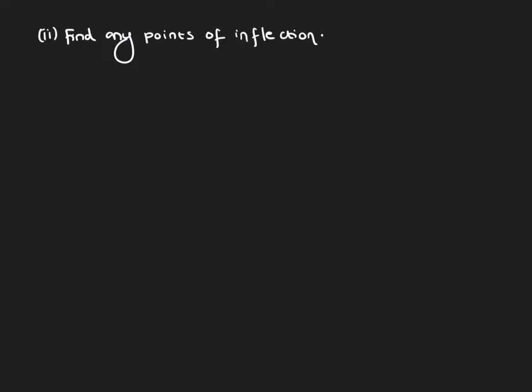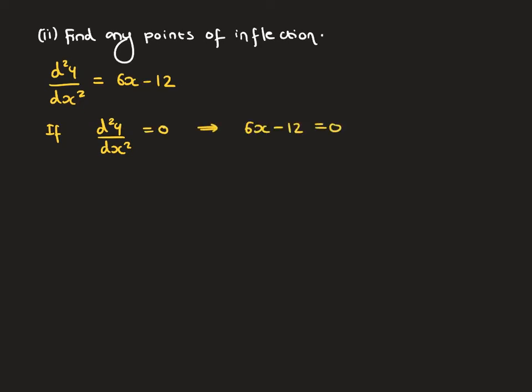So now, part 2, we've got to find any points of inflection. We won't find any stationary points of inflection, but if we explore d2y by dx squared, we might find a non-stationary point of inflection. The second derivative is equal to 6x minus 12, and if we set the second derivative equal to 0, this then gives us 6x minus 12 equals 0, so x is equal to 2.